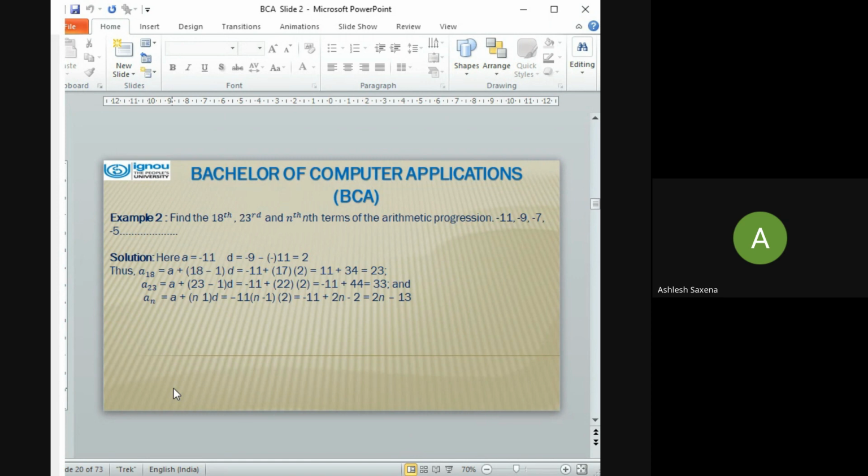Correct? Now you have to find the value of the 18th term. 18th term means n is 18. And your formula for finding the term is an is equal to a plus n minus 1 into d. Your a is -11. Your n minus 1 will be 17. And your common difference is d. It will become -11 plus 34. That is 23. Now find out A23.